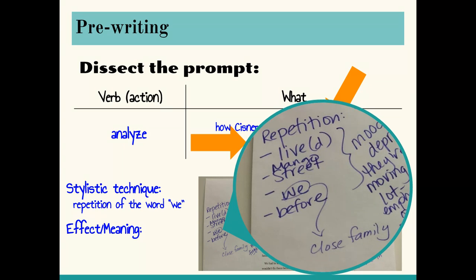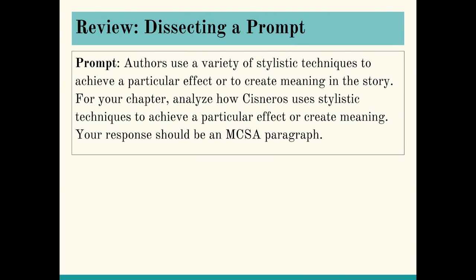And I know, because I've already done this thinking and I've already talked with my group about this, that that particular stylistic technique shows that the narrator is close to her family. So that's the effect or the meaning that this stylistic technique creates. The repetition of the word we shows that the narrator is close to her family. Okay, now that I have those ideas, I go back to my prompt to see exactly what I'm supposed to be writing. I know what I'm supposed to be writing about, and my prompt tells me that I'm supposed to be writing an MCSA paragraph.